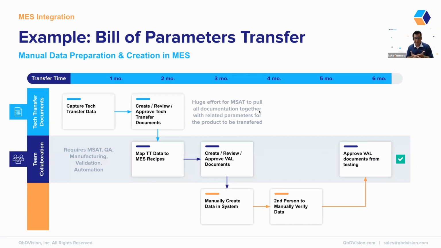Today, it's a document-based transfer. You're typically producing a bill of parameters, which, by the way, we can generate for you. But that's done. You capture that tech transfer information. A lot of work is done to approve that. Again, another concept that can be done in there. There's a huge lift for MSAT to get this all together. There's a whole mapping exercise that goes into the MES, especially for existing MES systems that maybe have some parameterized setups. There's a validation approach that needs to happen for that. There's a dual entry for the setup side. And then ultimately there's the approval that the setup is correct and accurate.